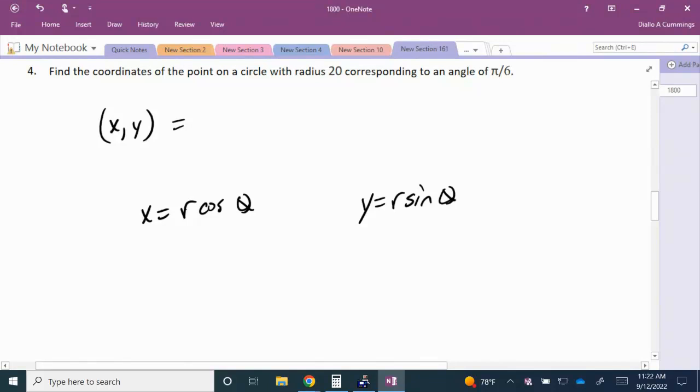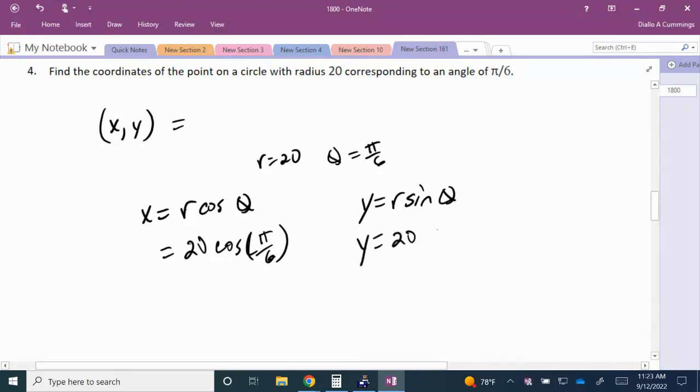Now later in the course, when we talk about vectors, we're going to revisit these same two formulas. All right, so we have r is equal to 20, and we have theta, which is pi over 6. So in order to find x, we have 20 times the cosine of pi over 6. And in order to find the y coordinate, we have r, which is 20 times the sine of pi over 6.